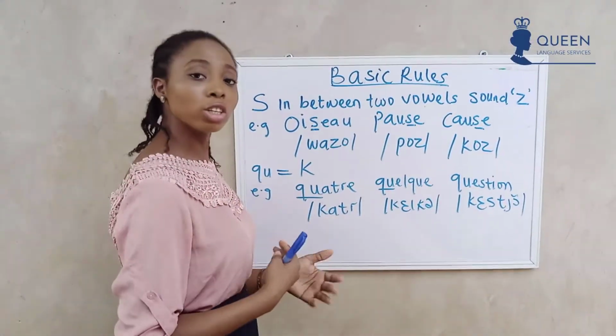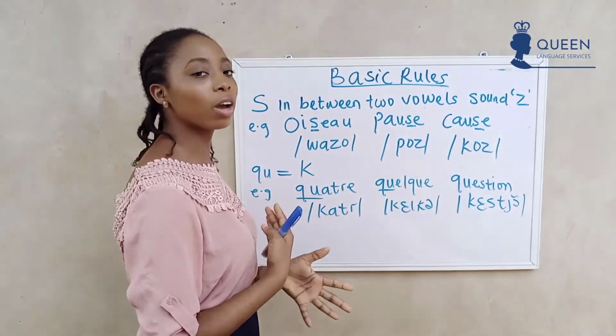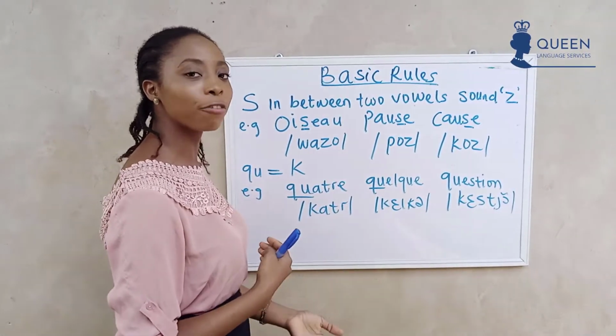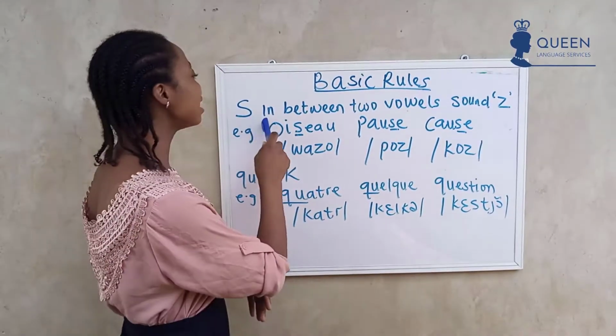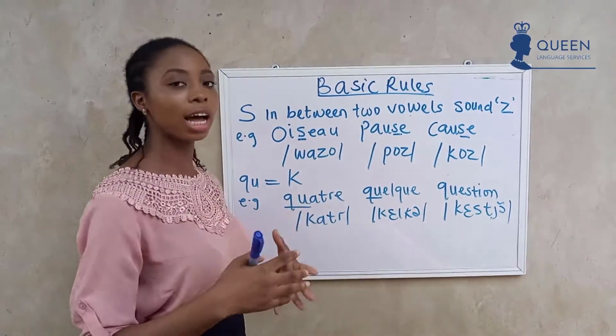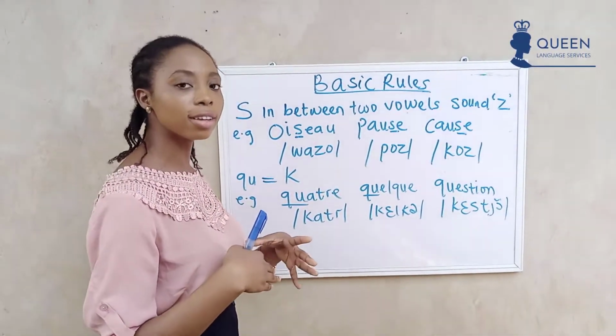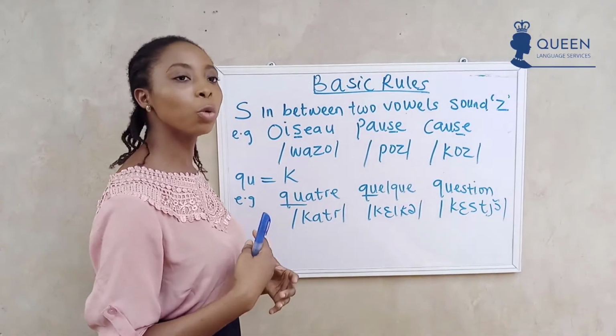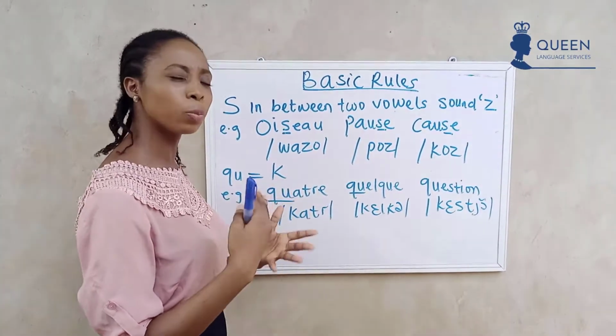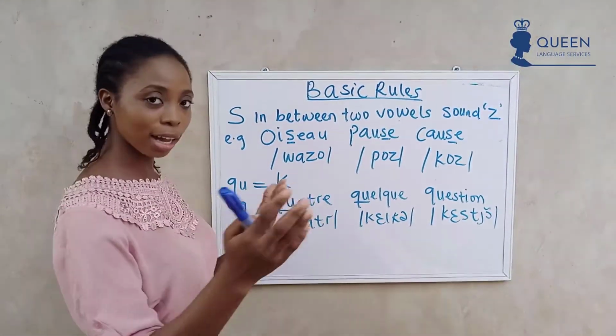So let's get started. Today we'll be looking at some basic rules which are going to help us in our French learning. We say S in between two vowels gives the sound Z. So when we are pronouncing, we'll be able to understand why these words are pronounced this way. So let's look at examples.